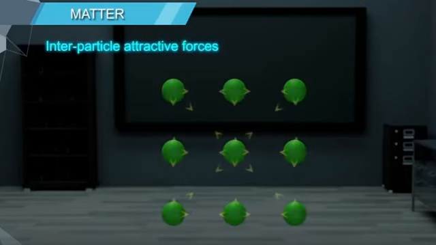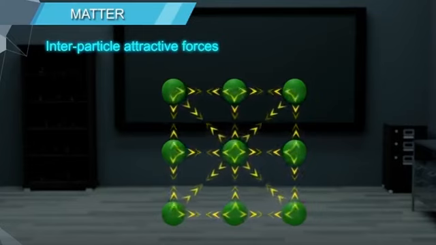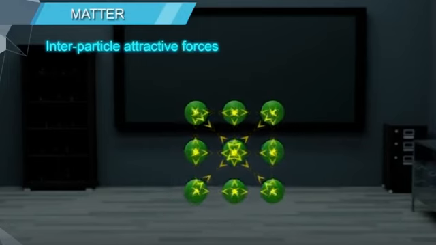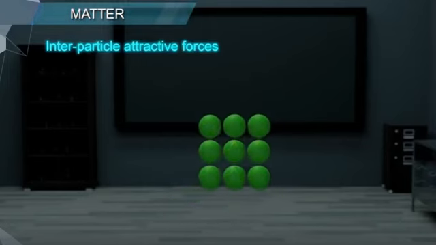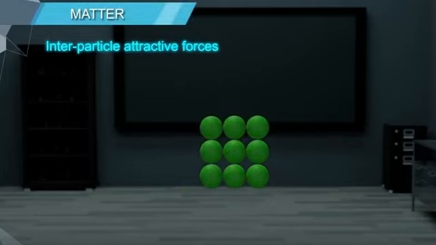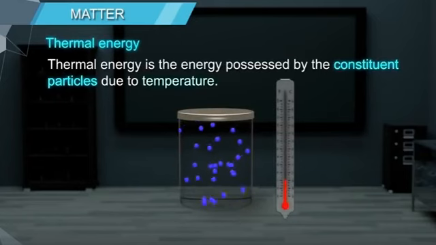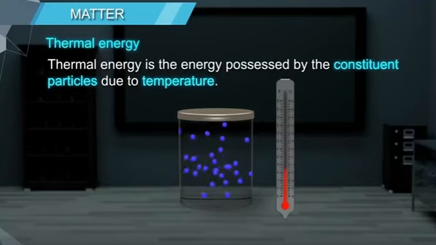Now look at what interparticle attractive forces are. The forces which are active, they are interacting between the atoms, right? These interparticle attractive forces bring the particles close to each other. So what is thermal energy? It is the energy possessed by the constituent particles due to temperature. In which will thermal energy be maximum? Like you can see in this.